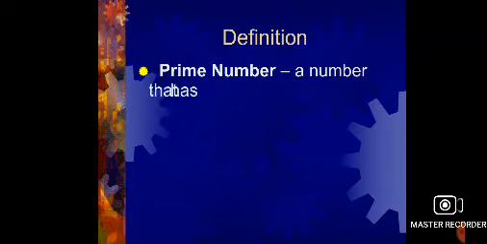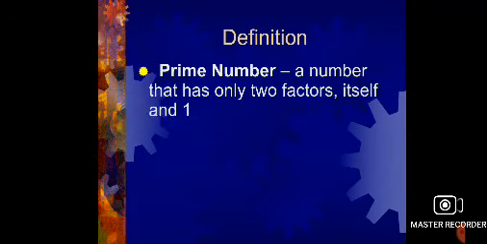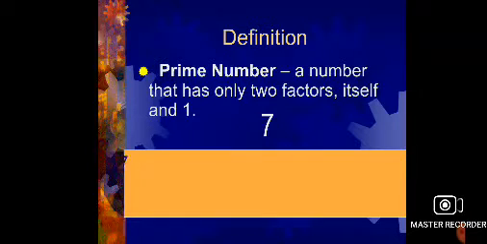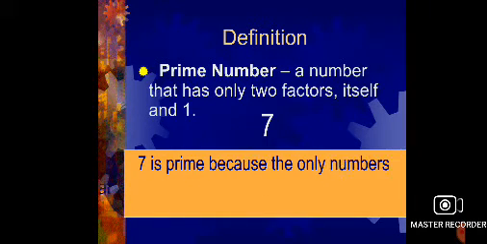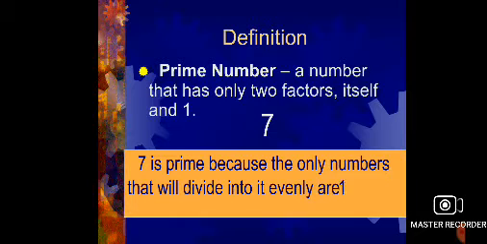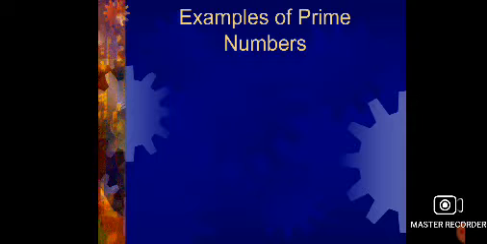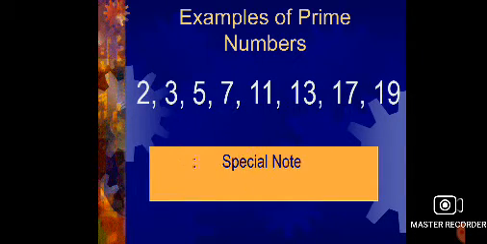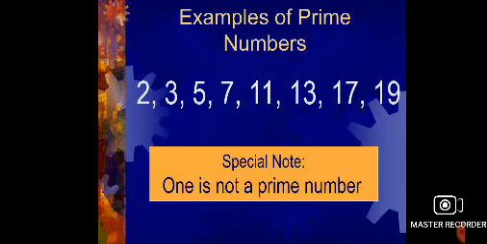What is a prime number? A number that has only two factors, itself and 1. For example, 7. 7 is prime because the only numbers that divide into it evenly are 1 and 7. Examples of prime numbers are 2, 3, 5, 7, 11, 13, 17, 19. These are numbers that appear in no one's multiplication table except their own, and 1. And 1 is not a prime number.